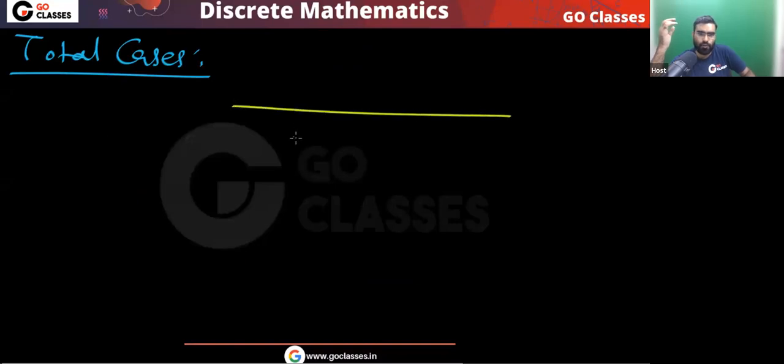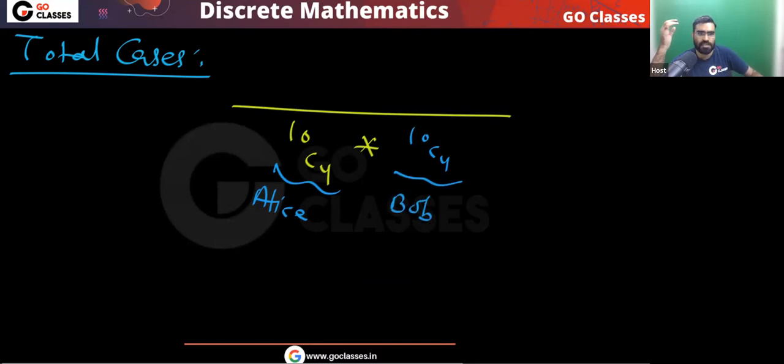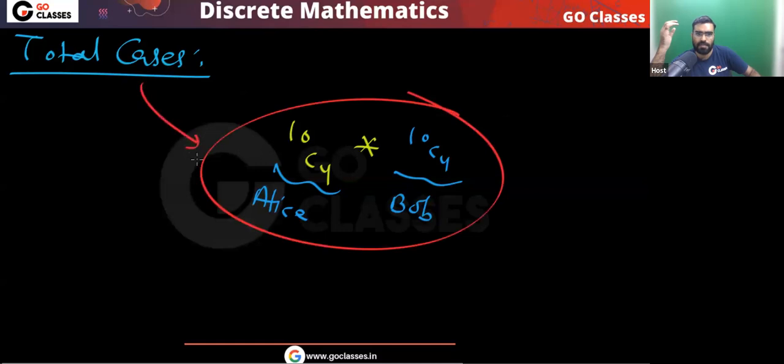See, Alice is choosing 4 distinct numbers: 10C4, this is for Alice. And what about Bob? Bob is also choosing 4 distinct numbers. Same Bob is doing. So what is the total? Total is this. This is the total number of cases. Both of them are choosing 4 numbers.